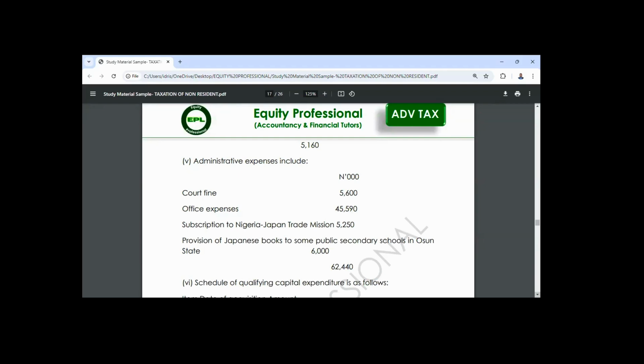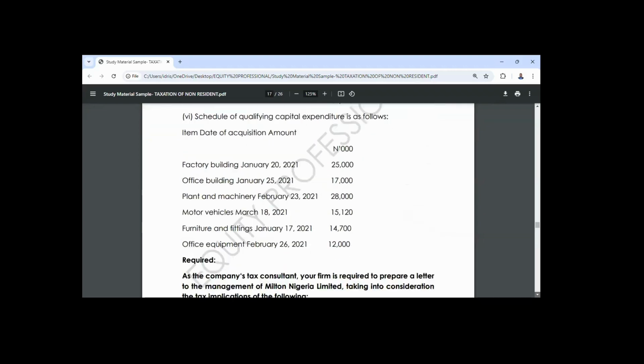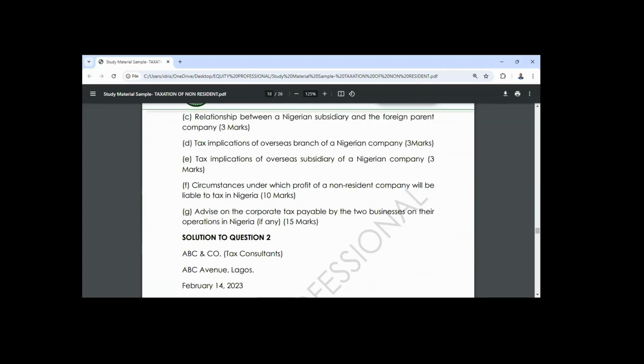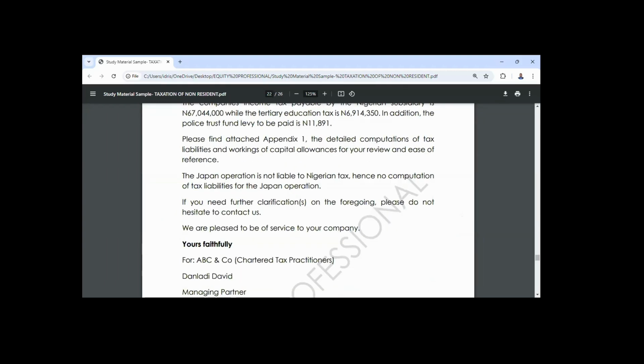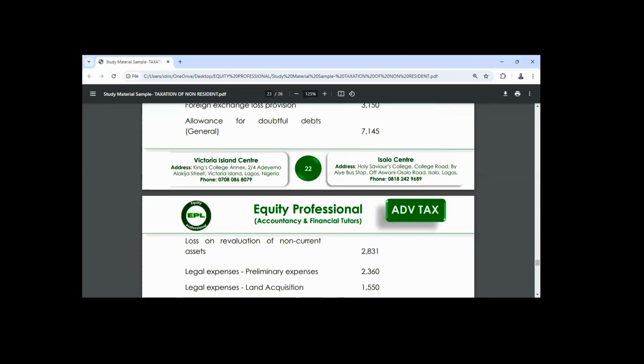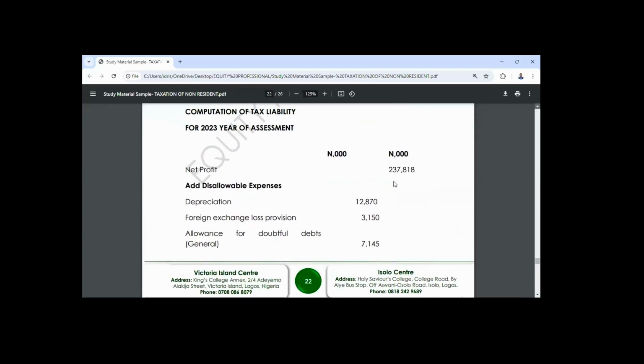But if it is public school, it's allowed. So let's go to our computation. In our computation now, we have our net profit, 237,818. We add back disallowable expenses.